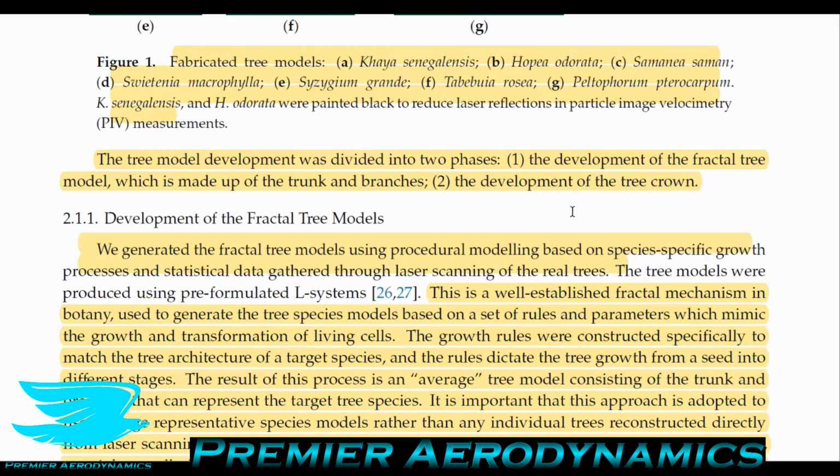The tree models' development was divided into 2 phases. The first phase was they did the tree trunks and the branches. Then the second phase is the tree crown, so effectively the foliage bit where the leaves generally are.